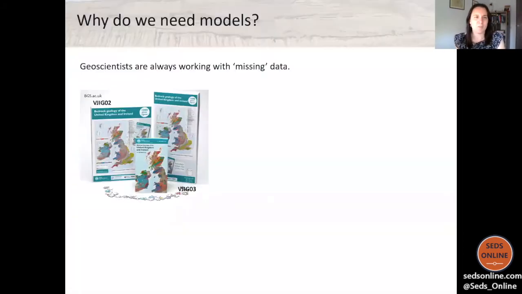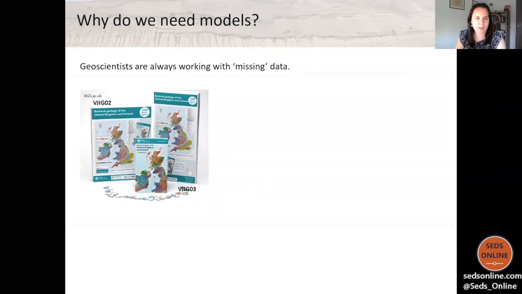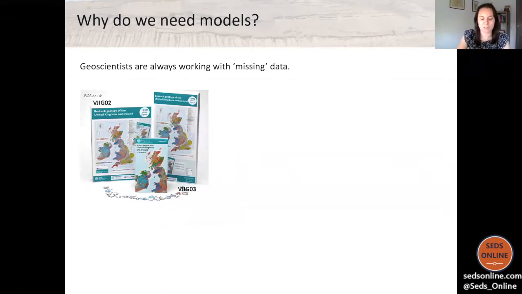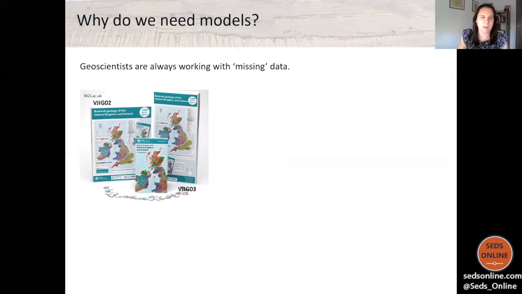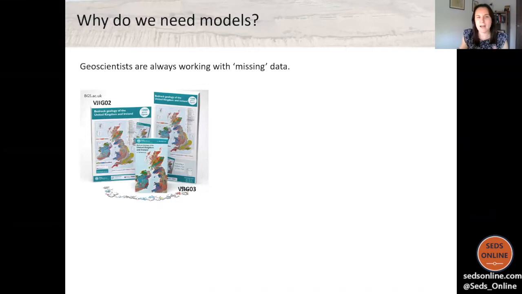So why do we need models? As geoscientists, we are always working with missing data. I put a picture of a puzzle up there, and there are other puzzles you can have a look at, but this one's a nice geology-focused one. There are always going to be bits of that puzzle missing. No matter how good our outcrops are, there are always going to be missing elements.